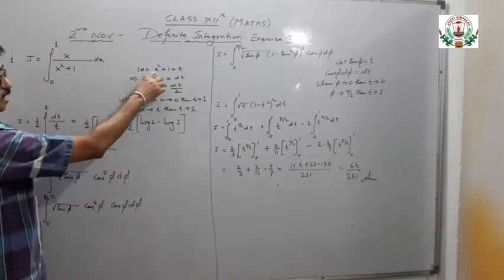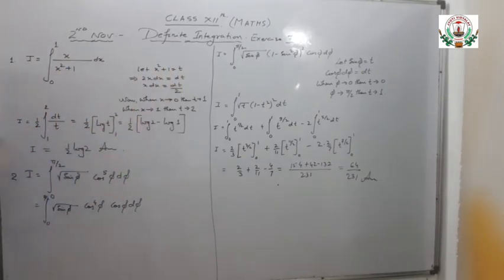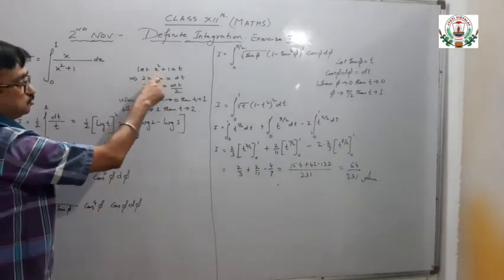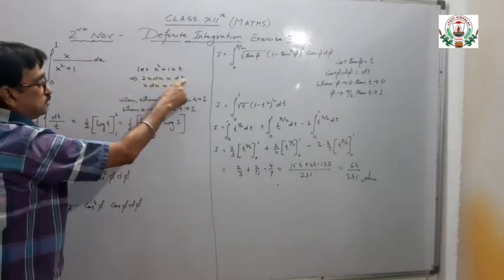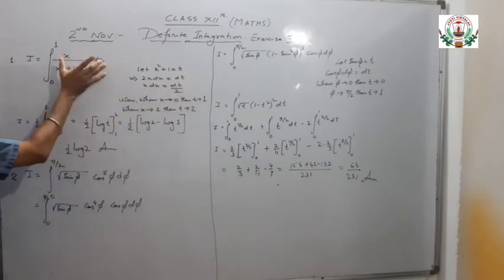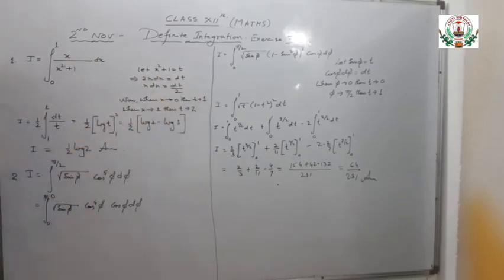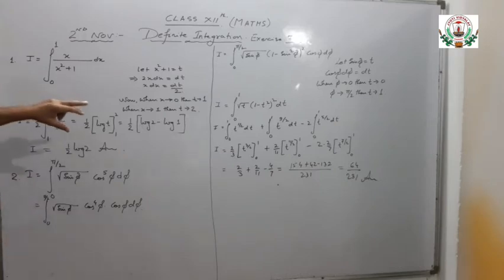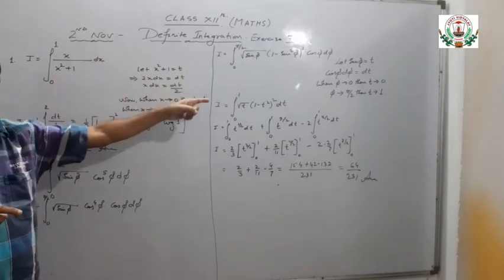Let us see here, x square plus 1 equals t. Differentiating, x square gives 2x, and 1 gives 0, so 2x dx equals dt, and the numerator x dx will be equal to dt upon 2. But in case of a definite integral, wherever we are assuming a function equal to t or any other variable, at the same time we have to change these limits also. Don't forget to change the limits whenever you are substituting any function with another variable.